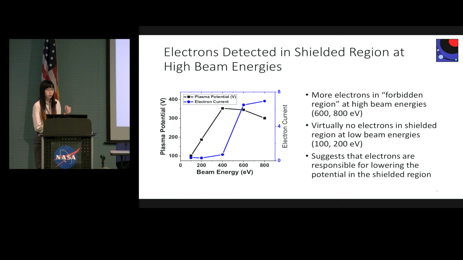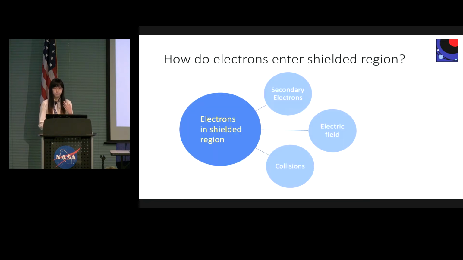Let me unpack this by going through the data in the graph on the left here for a bit. So, like I talked about earlier, if we look at the black data points, we see that at low beam energies, the plasma potential follows the beam energy, but at high beam energies, this falls off. At the same time, at low beam energies, we find that there are virtually no electrons detected in the shielded region. But at high beam energies, suddenly the number of electrons in the shielded region increases very dramatically. So this suggests to us that, yes, indeed, electrons are responsible for lowering the potential in the shielded region, which then leads us to wonder, why are there electrons here to begin with?